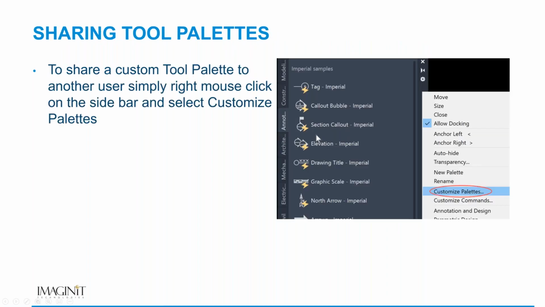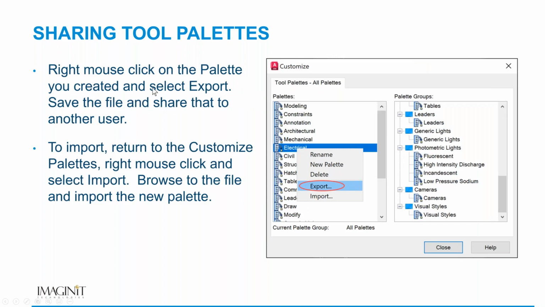So now let's talk about sharing. Good segue, Timothy, good segue. To share custom tool palettes to another user, you simply right mouse click on the sidebar, select Customize Palettes. Right mouse click on the palette you've created and select Export. Save the file and share that to another user. To import, they return to the customized palettes. Right mouse click and select Import, browse to the file and import the new palette. Okay, this is sharing to a single user. This is the best way to do it.